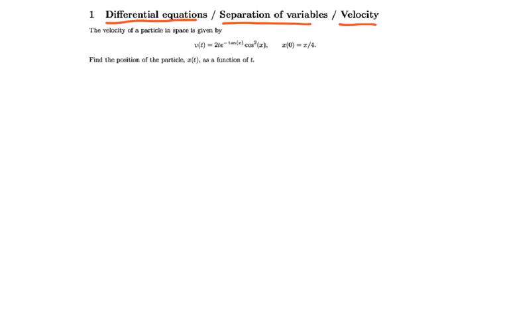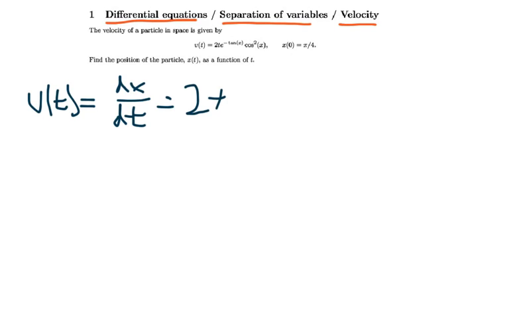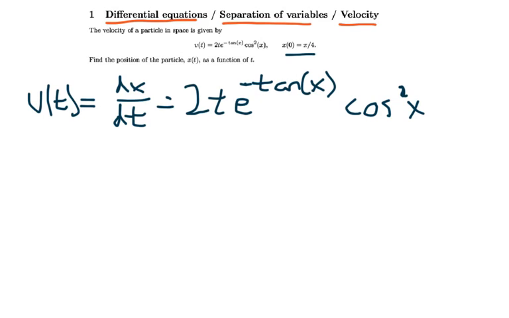So when I look at this, the first thing I do is try to figure out what I'm solving for. So we know that velocity is equal to dx/dt, where x is our position. And we have an equation for this, and that's 2t e to the minus tangent of x times cosine squared x. Now we're not going to use this initial condition until the very end.